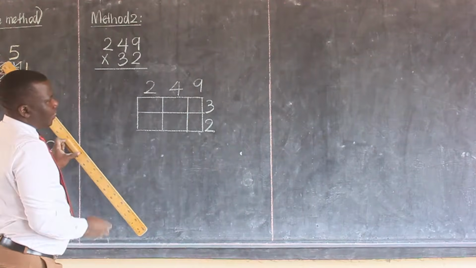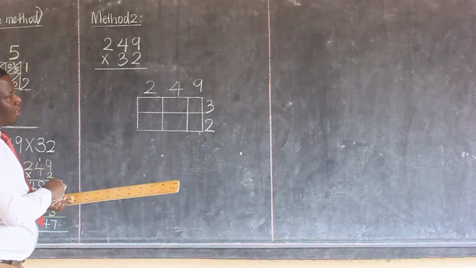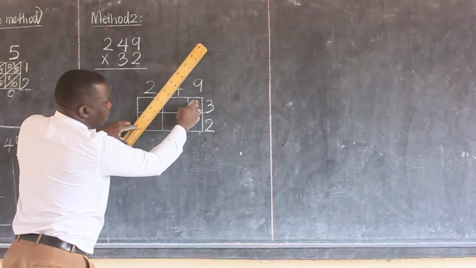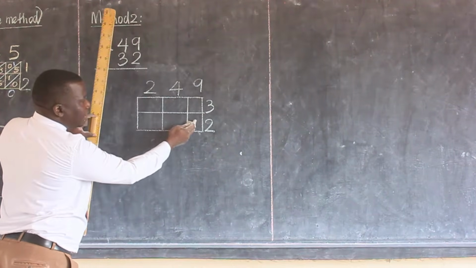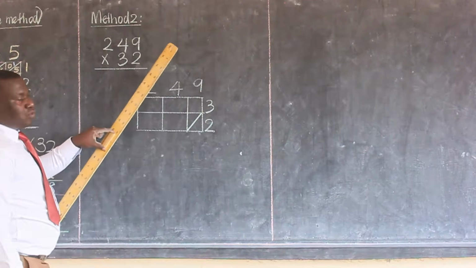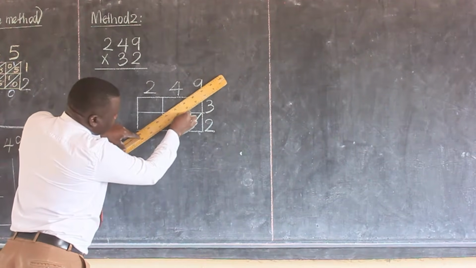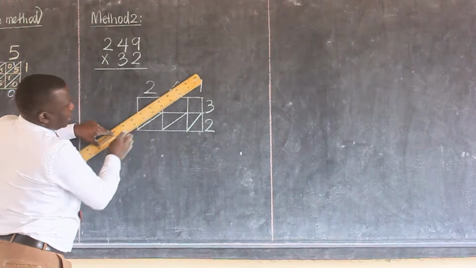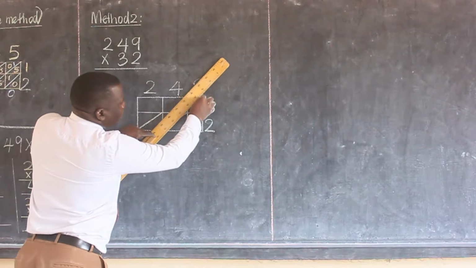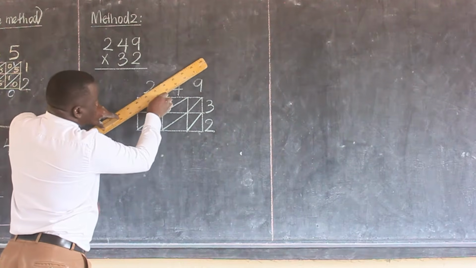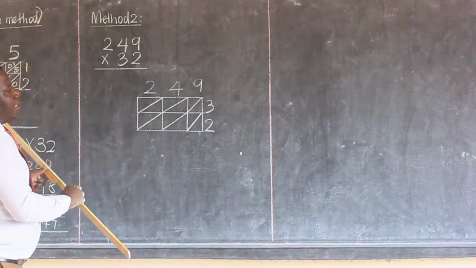Okay? Now, having done that, divide each of these boxes into 2. So we shall divide that into 2. We shall also divide this into 2. We shall also divide this into 2. This one, this, and that.